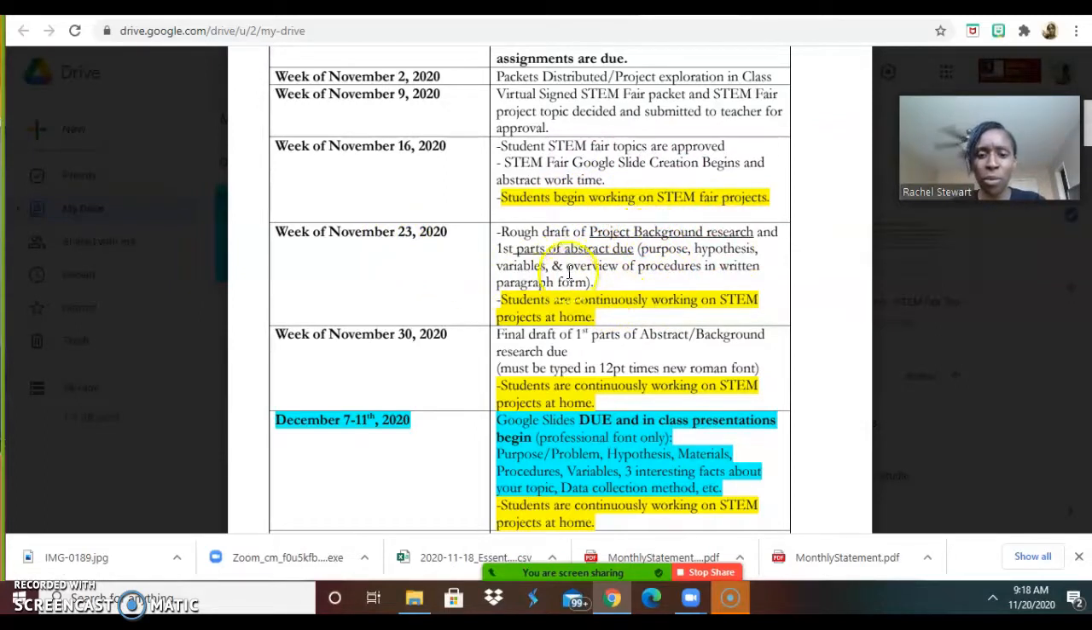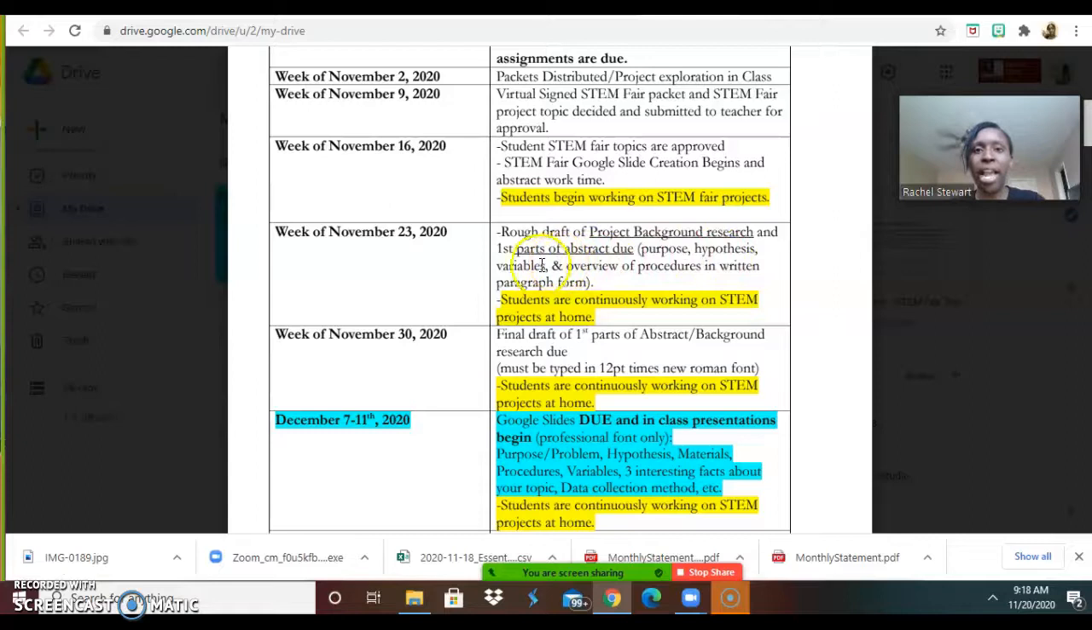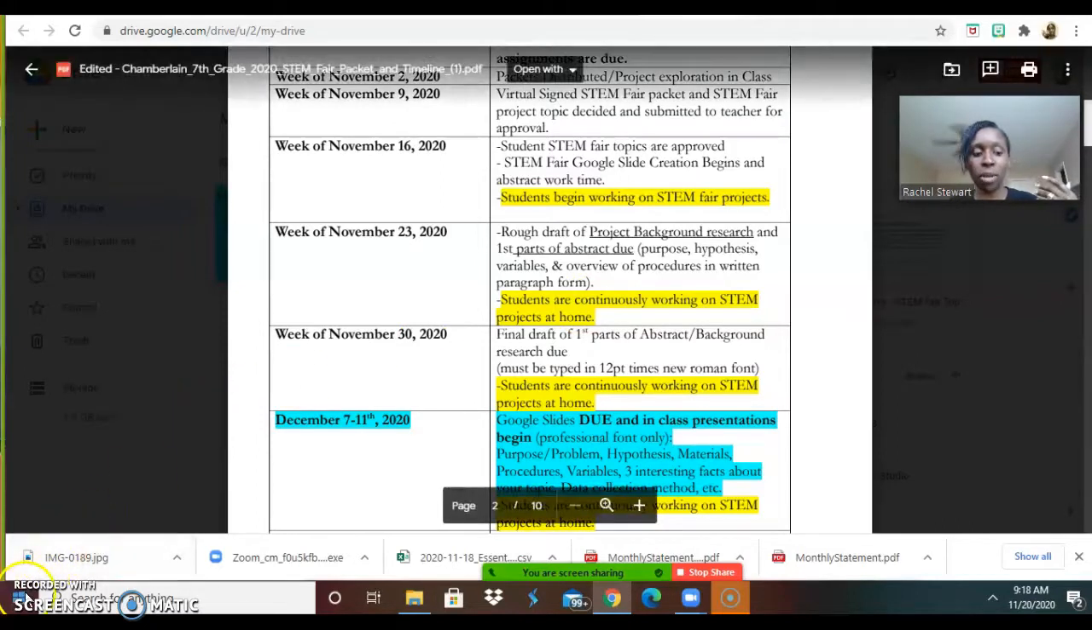Now, next week when we come back, we will already have some of the background research done, okay? And then the first part of the abstract, all right? So I wanted to let you guys know that we are on track so far. The only thing that might mess us up is when we return back from Thanksgiving break. So when we come back from Thanksgiving break, that actually may be a problem.